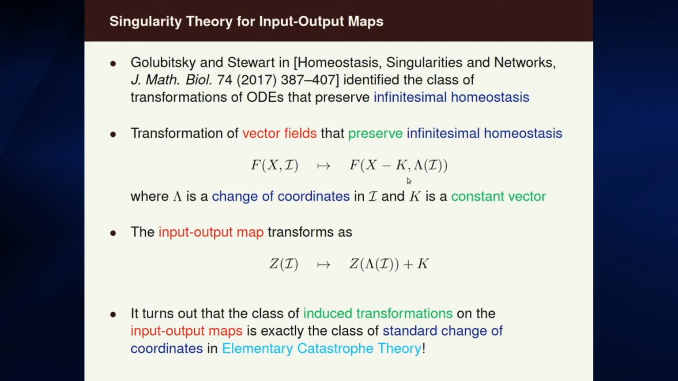This class of transformations induces a class of transformations in the input-output map that are given by a change of coordinates on the domain plus a translation on the range of the input-output function. It turns out that this class of induced transformations on the input-output maps is exactly the class of standard changes of coordinates in elementary catastrophe theory. This is a main observation made by Golubitsky and Stewart here.